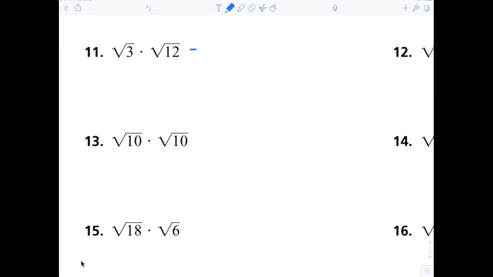What is that? Square root of 36, which is what? 6 times 6. So 3. What? No. Square root of 36 is what? 6. 36 is a perfect square. Everybody with me on that?